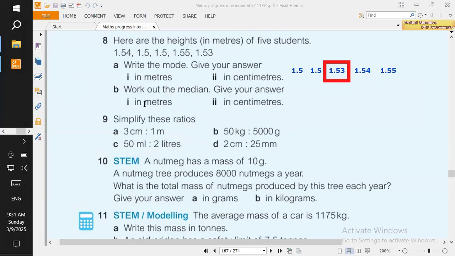Now I'm going to write it in meters, so 1.53 meters. And to turn it to centimeters, I just multiply it by 100. So the answer will be 153 centimeters. And this is how you answer a question like this.